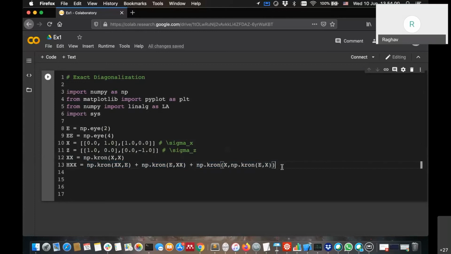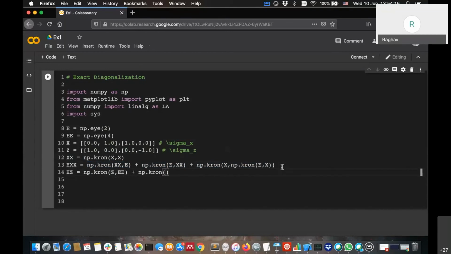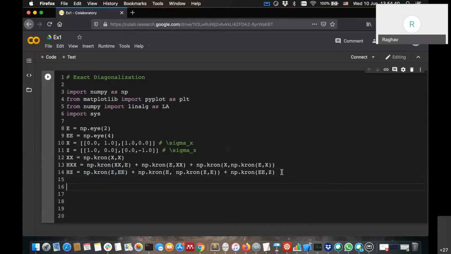Now the Hamiltonian also has another part, and that we can call hz, and that is given by np.kron of z comma e plus np.kron of e comma z comma e plus the same thing inverted. So this is my hz. Let's just see if it is correct. np.kron of z, e, z, e, e is z. Okay. So this is all fine. If there is anything which is not clear till now, you should ask in the chat box. Otherwise, we'll keep moving forward.